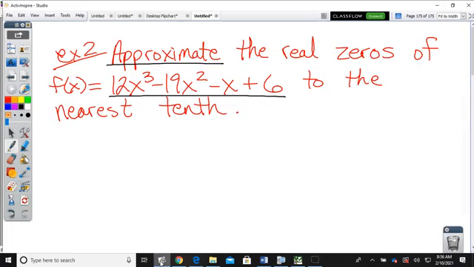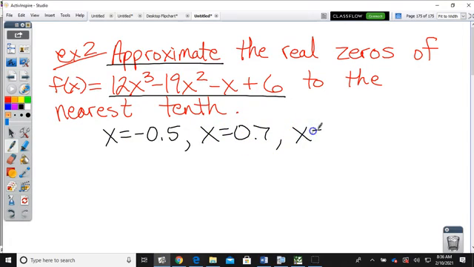So our answers, what were they again? X equals negative 0.5, positive 0.7, and 1.4. That's it. Everybody good?